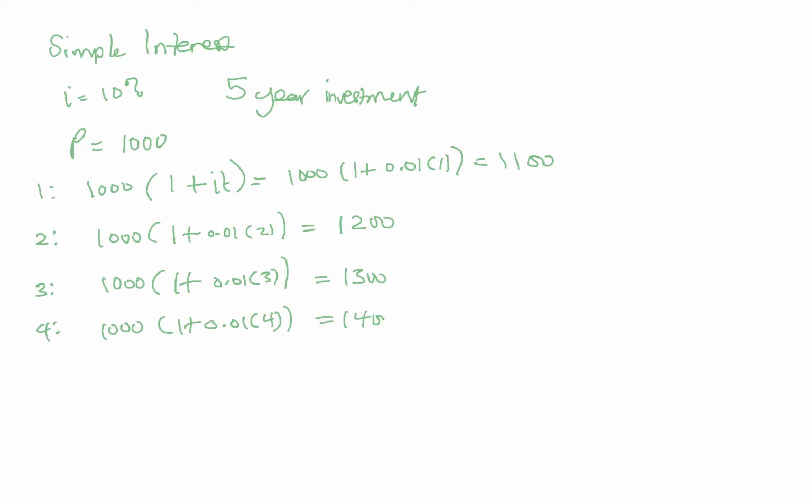You realize that over all the years, an interest of 100 cedis is earned. At the end of year 1, we have 1,100, interest earned is 100. At the end of year 2, we had 1,200, so an extra 100 was earned. At the end of year 3, another extra 100 was earned. So the amount of interest earned in each period is constant. Once it's 10% interest over your investment of P, you always earn 100 cedis as interest every year. So this is how simple interest works.